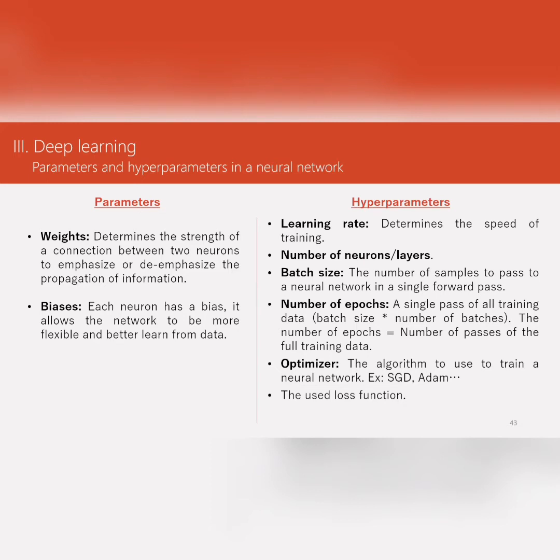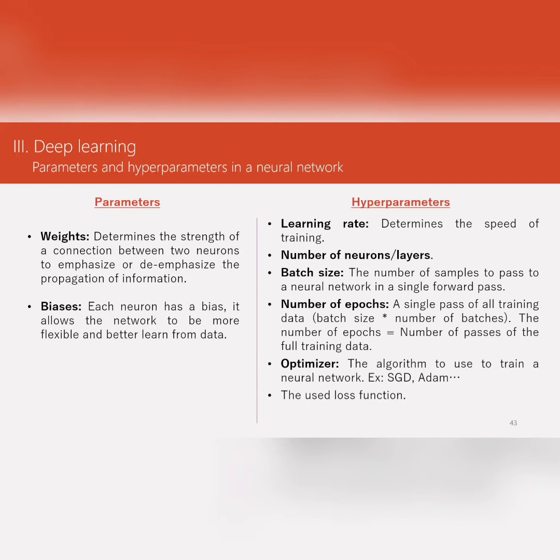We've already discussed the parameters and hyperparameters, and we said that parameters are set and optimized by the algorithm, while hyperparameters are set by the users. So for a neural network, the parameters are the weights and the biases. We've already talked about the weights and said they are optimized during the training phase. In addition to the weights, each neuron has a bias, and that is also a trainable parameter that allows the network to better learn from the training data and to be more flexible.